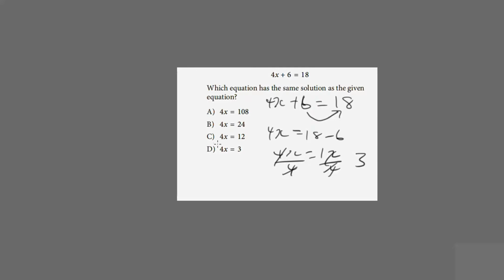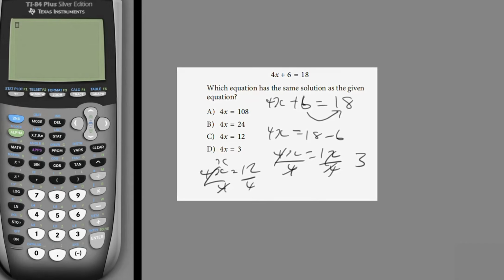option C. Okay, 4x equals 12, divide both sides by 4, so our x is 3. So the right answer is option C. It's as simple as this, guys. We don't even need the TI-84 Plus scientific calculator to solve this, because it has already been solved for us.